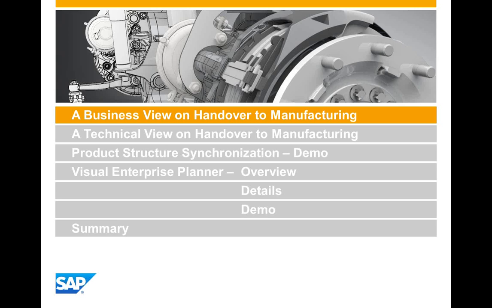So this is the agenda for today. First we will start with a business view on the handover process as such, looking a little bit more into details. Then a very short overview just about the product structure synchronization, with which probably a few of you are already familiar, as a recap. Then David will give you a demo on the product structure synchronization. Then we will continue with our newest handover solution, Visual Enterprise Planner, and give you some more information on that, and then we'll finally wrap up in the demo and have a summary, and then come to a Q&A.